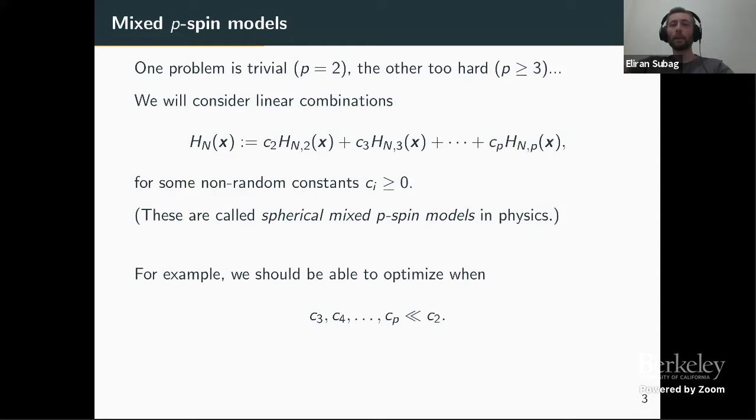And just as an example, I'll talk about this situation soon. We should expect to optimize at least when C2 is very large compared to the other coefficients, because in this case, most of the weight is on the easy problem. So if C2 is very large and all the other coefficients are tiny, you should expect to be able to say something.